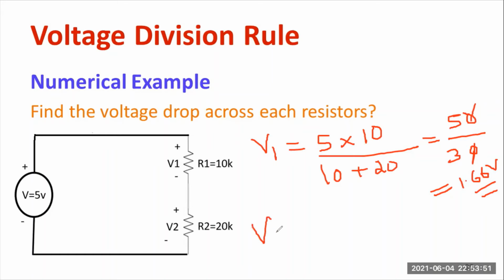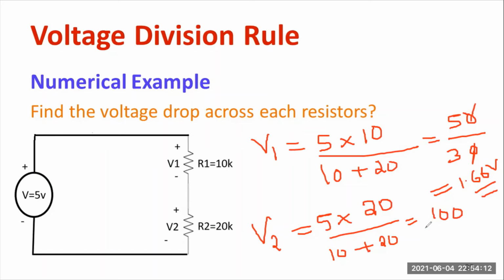Now let me solve the second part. V2 means the voltage across resistor R2. So what is the total voltage? Of course it is 5. Definitely 5. The resistance corresponding to V2 is 20, divided by 10 plus 20. This is actually the way to apply the voltage division formula. 5 into 20 means 100, divided by 30. That means 10 divided by 3, which is nothing but 3.333 volt.